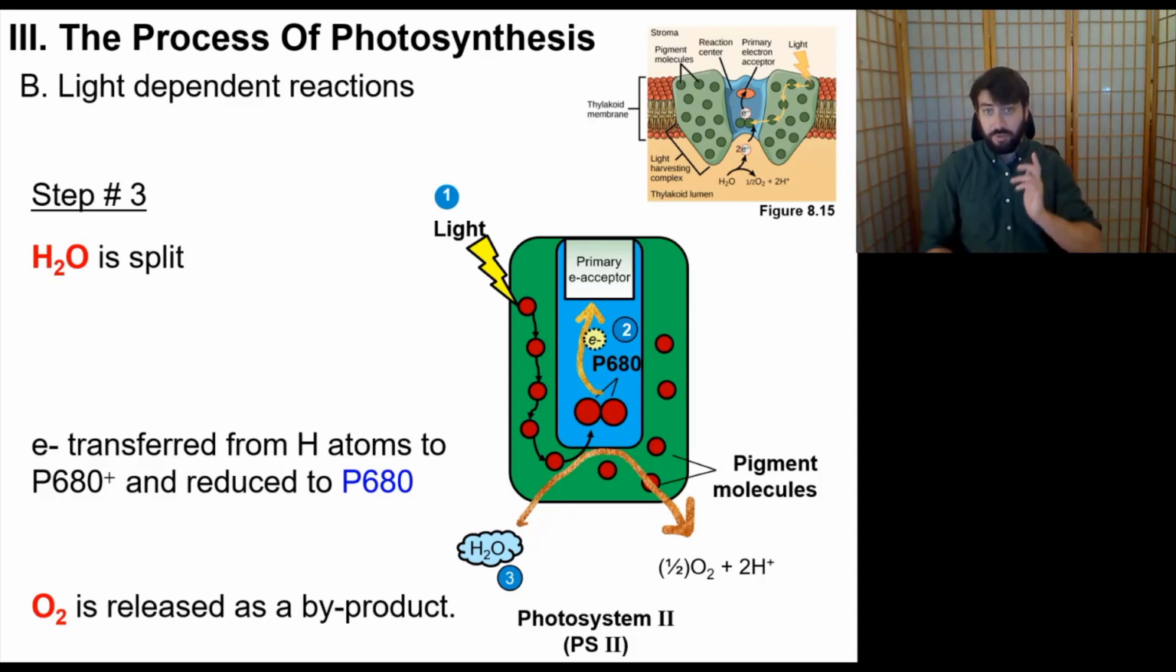Now, step 3, where we reduce P680 by splitting hydrogen, basically resets this whole system and lets us repeat steps 1 and 2. Anyway, what about that primary electron acceptor that the electron has gone to?